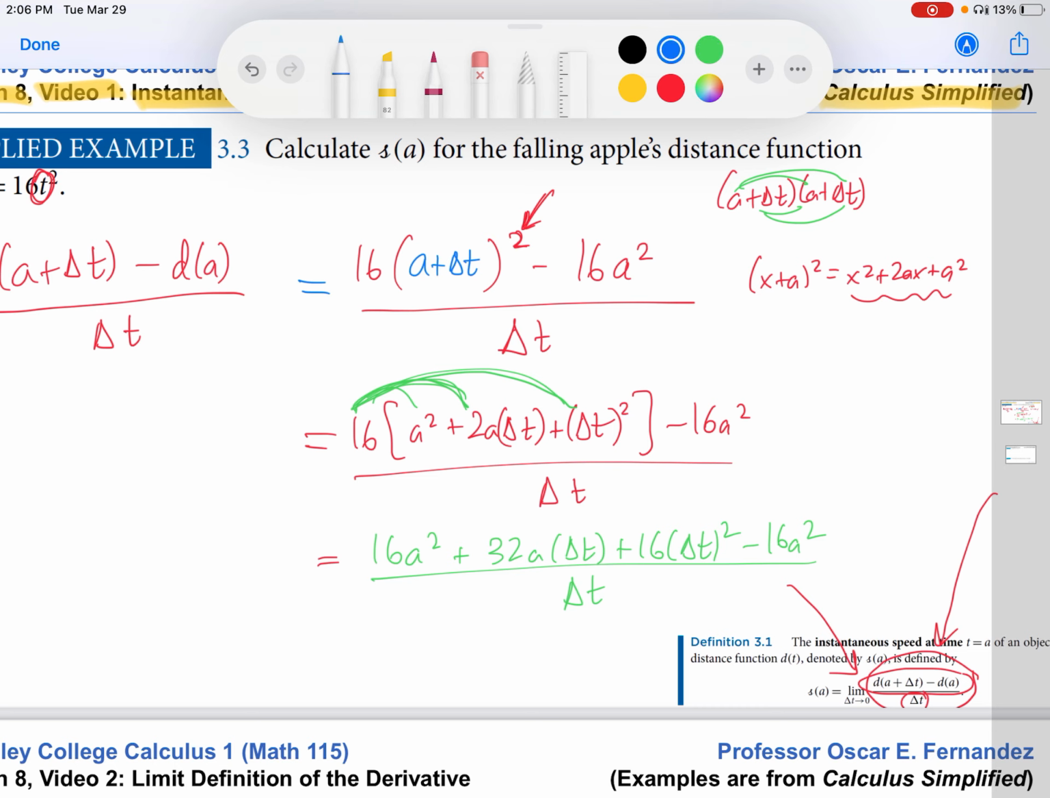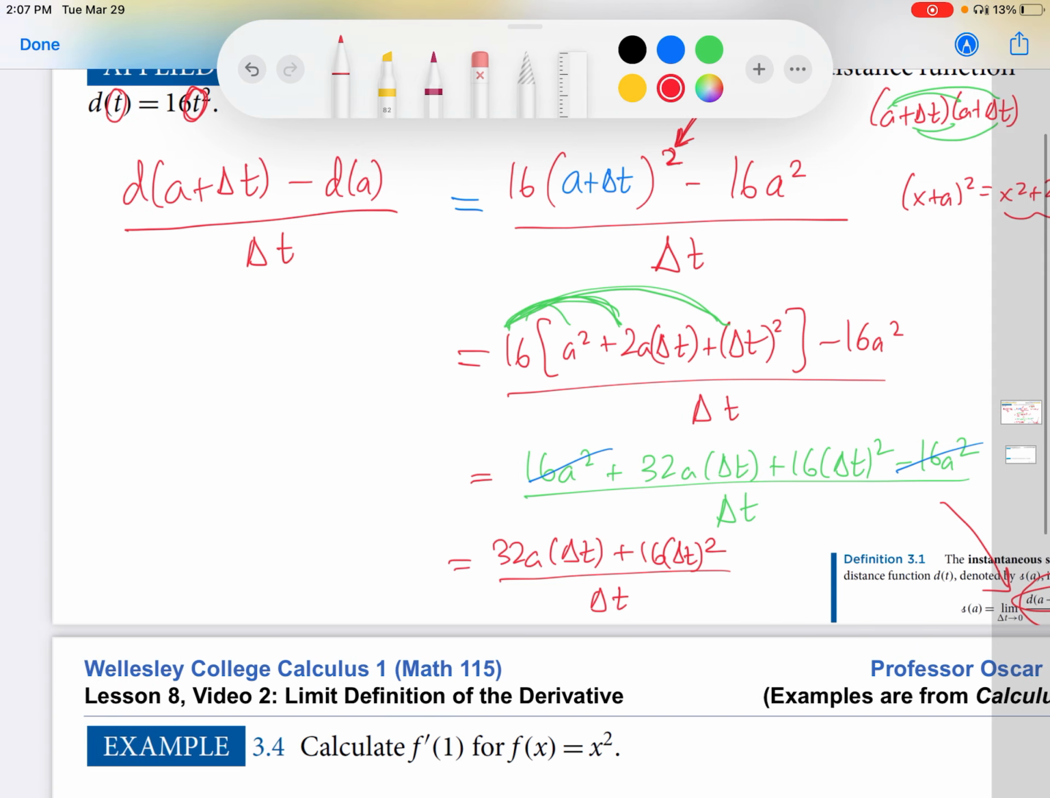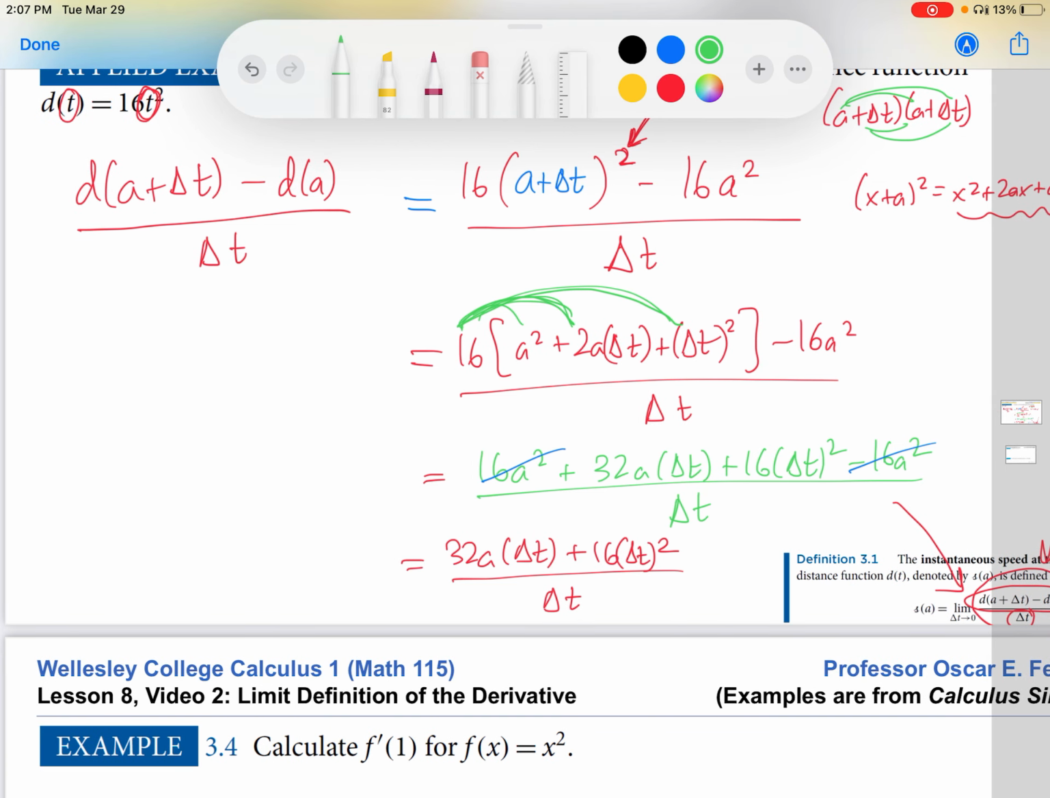Okay, now I get to step back and see if anything cancels. That's one of the telltale signs in a math problem that you might be going the right direction. So indeed, the 16a squareds cancel, and I'm left with 32a delta t plus 16 delta t squared divided by delta t. I can factor a delta t from the numerator.